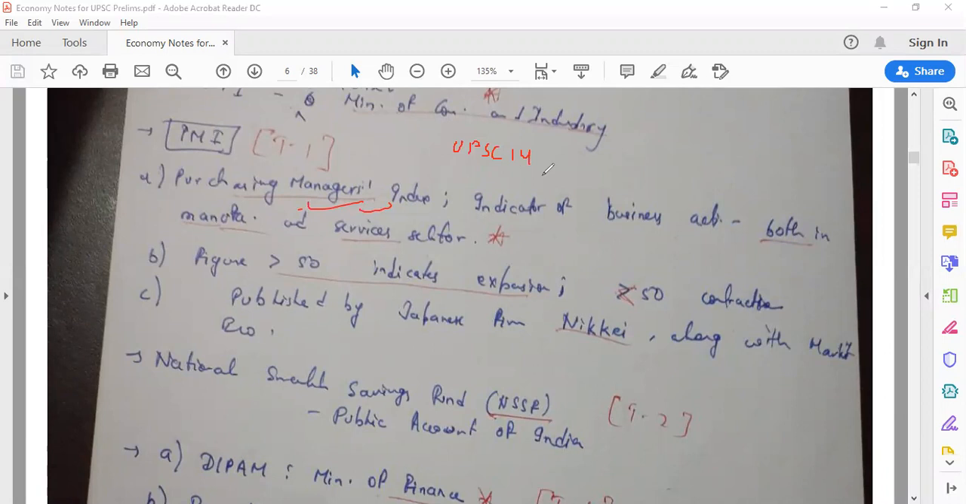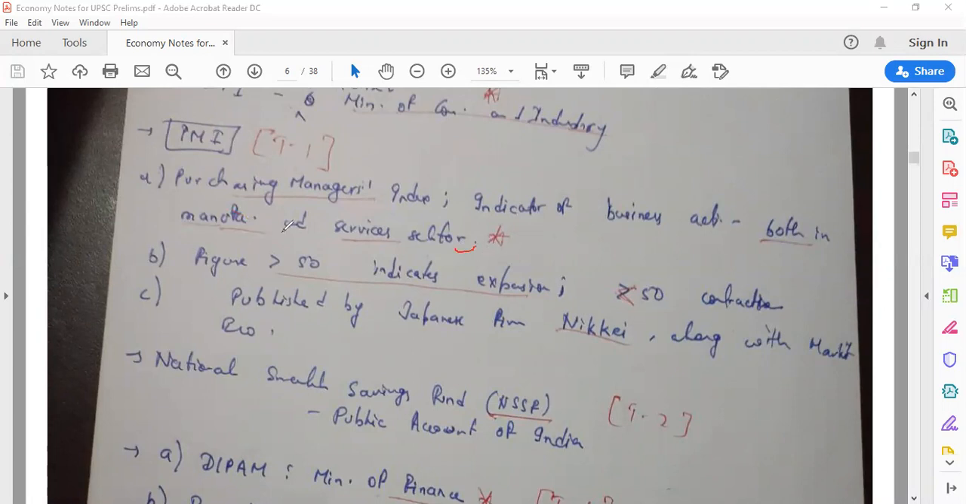So first of all, PMI. PMI is Purchasing Manager Index, and it is an indicator of business activities. Understand how the question can be framed. They can ask you whether it is an indicator of business activity only in the manufacturing sector or only in the services sector. No, both of them are wrong. It is an indicator of business activities in both the manufacturing as well as the services sector.